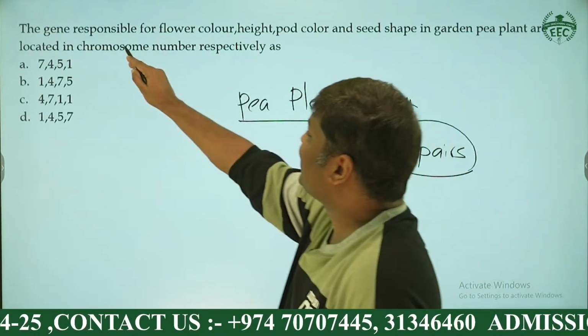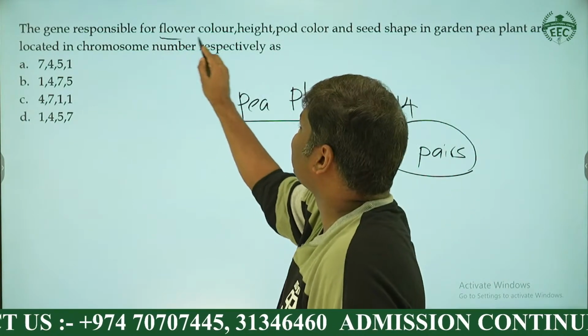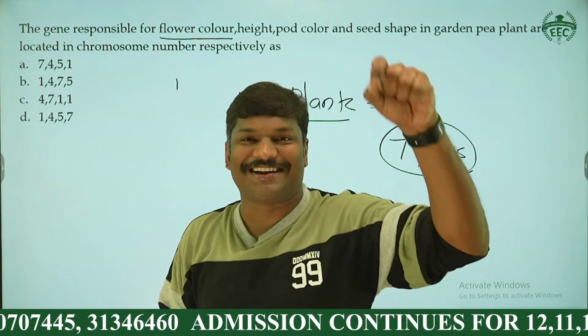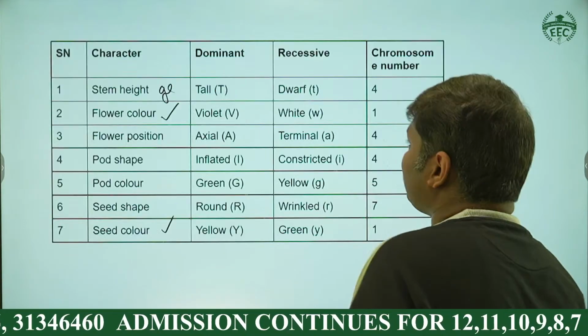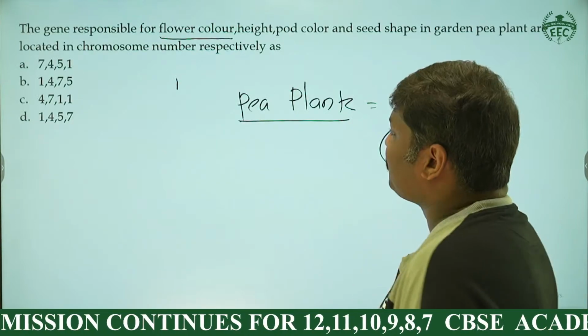And here you can see the gene responsible for flower color. And the first one, look at the board, the flower color, my dear student. Flower color is there in which chromosome? The first chromosome. The flower color is there in the first chromosome. Here you can see this is the flower color.